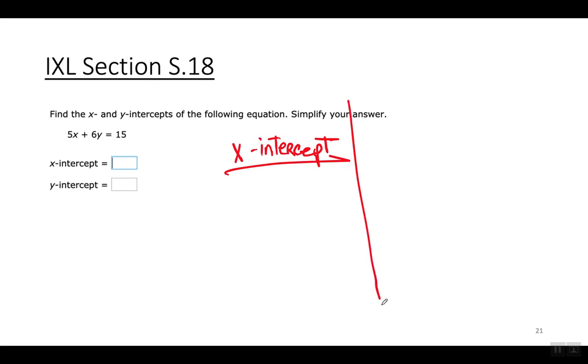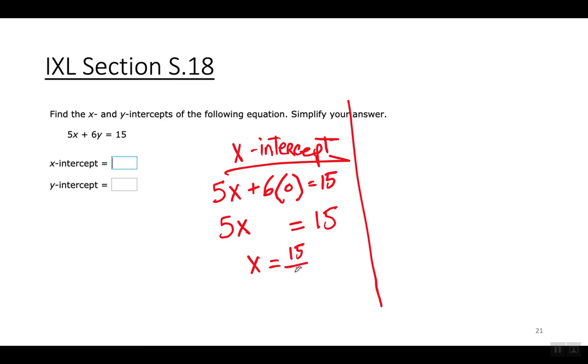So again, in case anybody's logging in late to class, to find the x-intercept, you make y equal to 0 and solve for x. So 0 times 6 is 0, so that vanishes. And I got 5x equals 15. So that means that x equals 15 divided by 5. So x equals 3.